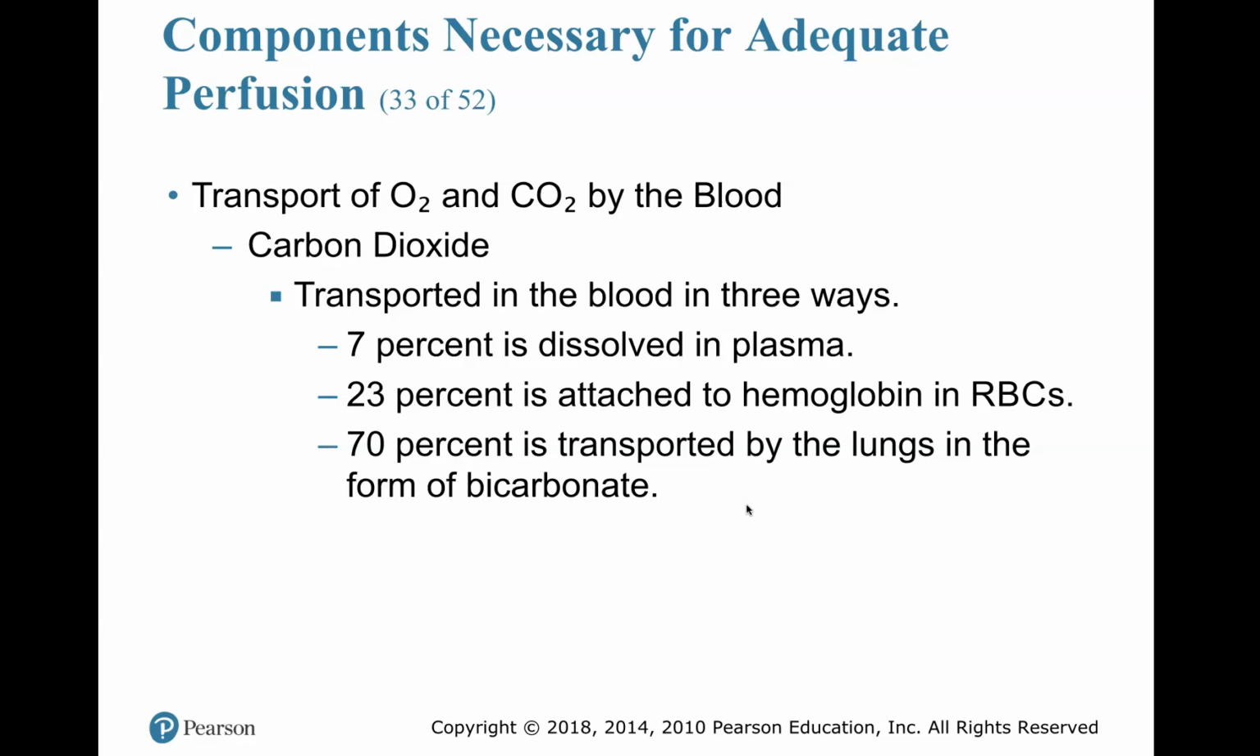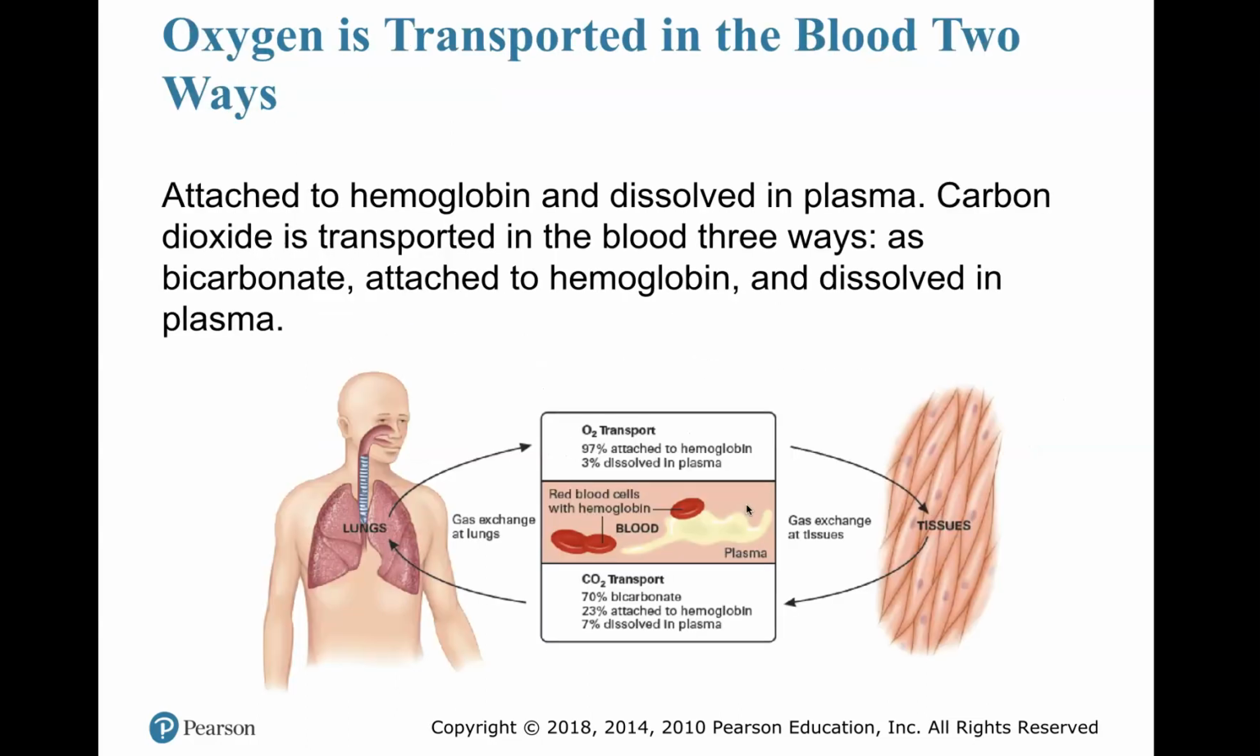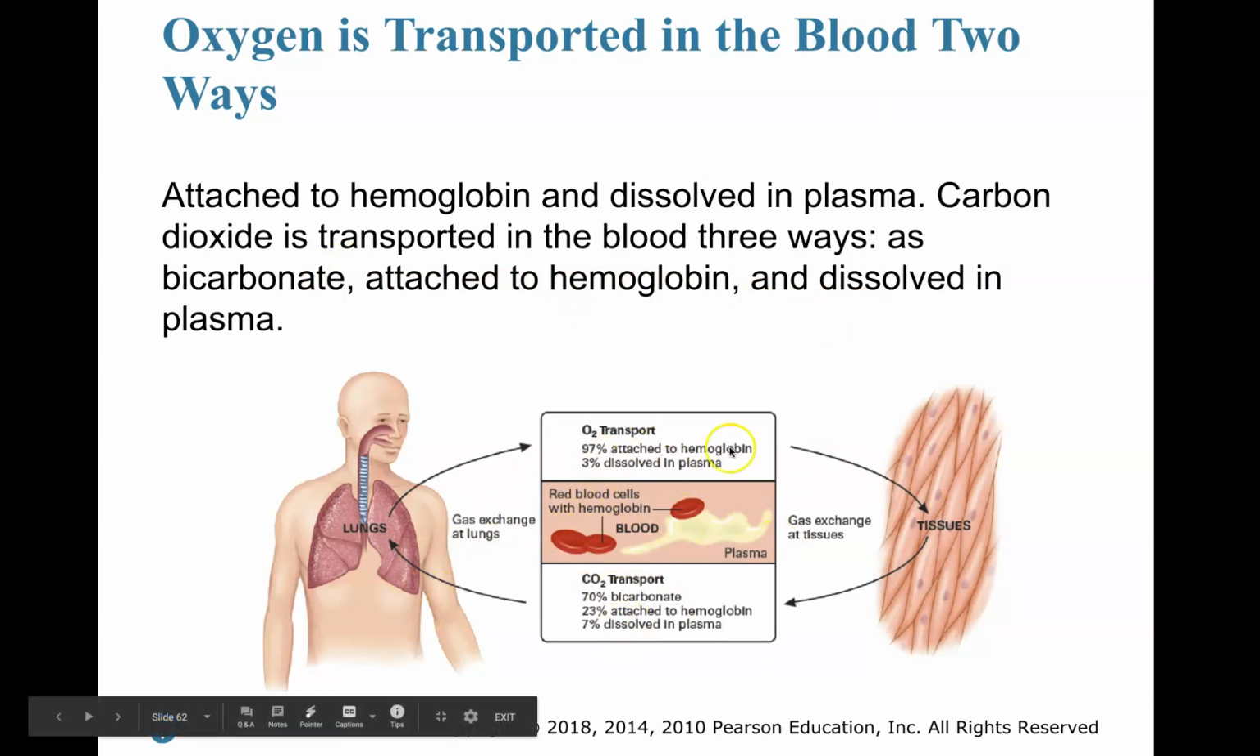Carbon dioxide is transported in the blood 3 ways. 7% is dissolved in plasma. 23% is attached to hemoglobin in RBCs. 70% is transported to the lungs in the form of bicarbonate. So carbon dioxide is transported as bicarbonate, attached to hemoglobin, and dissolved in plasma. So that gives you the breakdown, again, of the gas exchange.